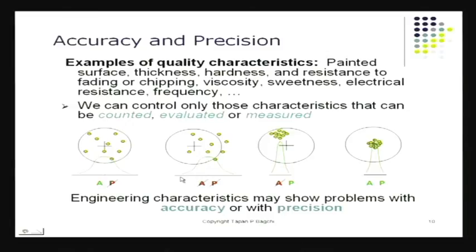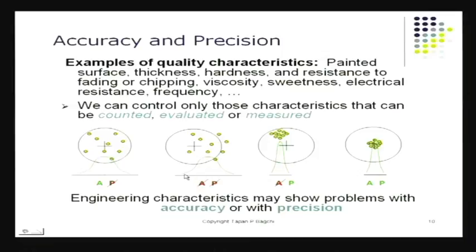The distribution of those shots is shown here. The target is right there, the bullseye is right there, and these indicate the positions of where the bullets went. So you have this variation here. There are two problems with this sort of performance. One is, look at the average of the distribution of these little bullet holes. The average itself is off the bullseye. So there is a problem with accuracy.